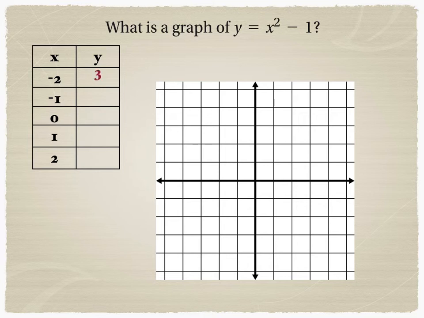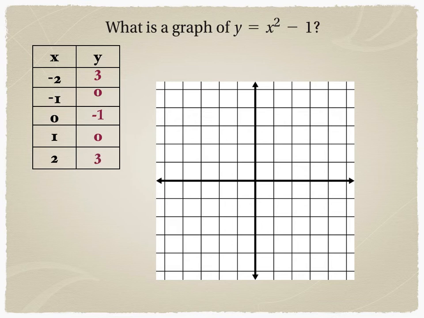Again, when you plug in negative 1, squared would be negative 1 times negative 1, which would be positive 1, and 1 minus 1 is 0. 0 squared is 0, and 0 minus 1 is negative 1. 1 squared is 1, and 1 minus 1 is 0. And then 2 squared is 4, and 4 minus 1 is 3.